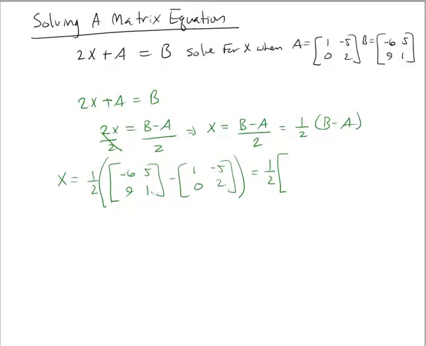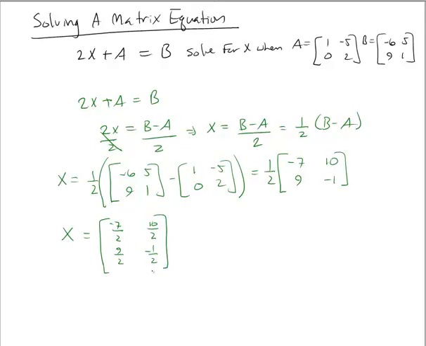So here we have negative 6 minus 1 is negative 7. 5 minus a negative 5 is the same as 5 plus 5, which is 10. 9 minus 0 is 9. 1 minus 2 is negative 1. And then to finish this off, x is equal to, I multiply each element by 1/2. I get negative 7/2, 9/2, 10/2, which of course is 5, and negative 1/2.